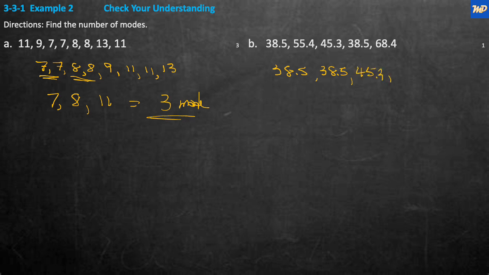45.3, then we get 55, 55.4, 55.4, and then 68.4. Okay, what are the modes? Well, with 38.5 and 38.5, the other ones are not. There are no other multiples of anything. So there is one mode, and that's 38.5. One mode. Okay? I hope that's helpful.